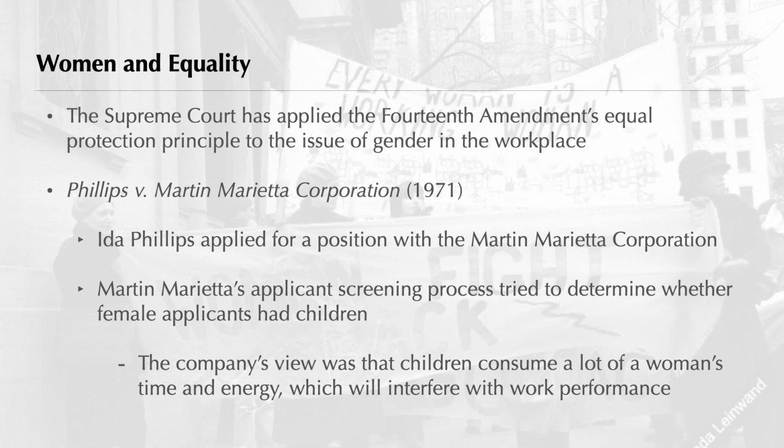Ida Phillips applied for a position with the Martin Marietta Corporation in Florida. Part of the corporation's screening process was to find out whether female applicants had young children. In the corporation's view, young children take up a lot of a woman's time and energy, thus interfering with her work performance. Women such as Ida Phillips, who had two preschoolers, were denied jobs for that reason.